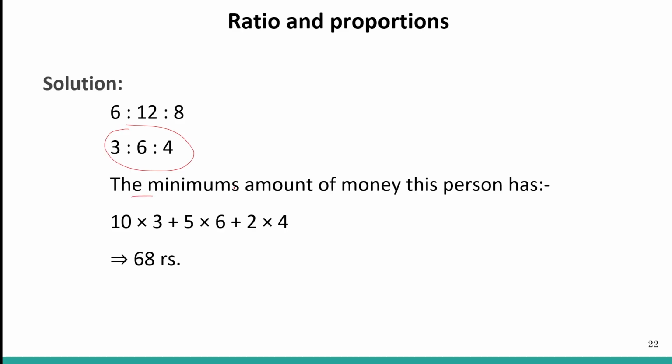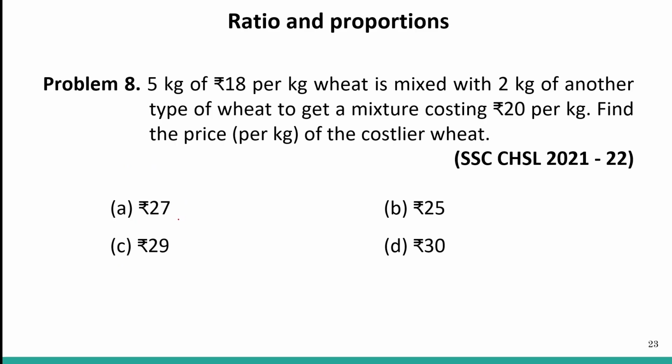So the minimum amount of money this person has is 10 into 3 plus 5 into 6 plus 2 into 4. That is equal to 68 rupees. So let's see problem number 8.